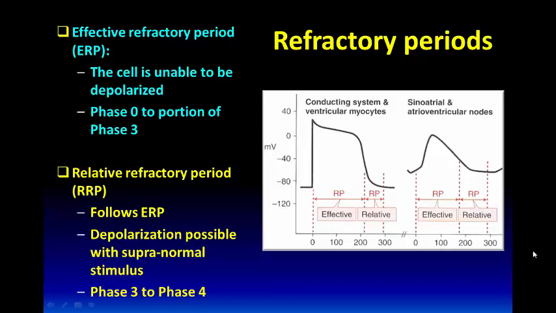This effective refractory period is followed by a period where refractoriness is not absolute, and we call it the relative refractory period. In this relative refractory period, depolarization is possible, but only with a supranormal stimulus. The stimulus has to be supranormal in order to excite the myocyte. And this relative refractory period extends from mid-repolarization to phase 4.